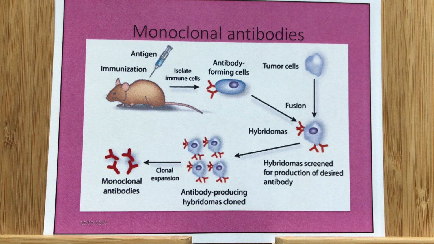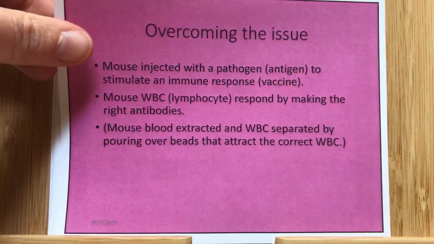We're able to get lots of those hybridomas. All of these cells are multiplying because of the features of the tumour cell and producing the antibodies, the features of the antibody forming cell. We've got lots and lots of hybridomas, and then they're making lots of these monoclonal antibodies. So let's have a look at that explained in words.